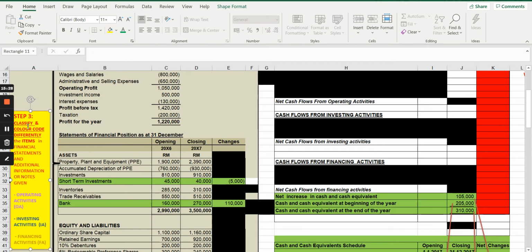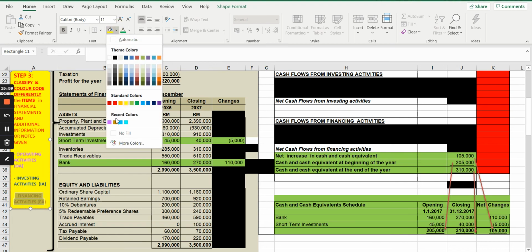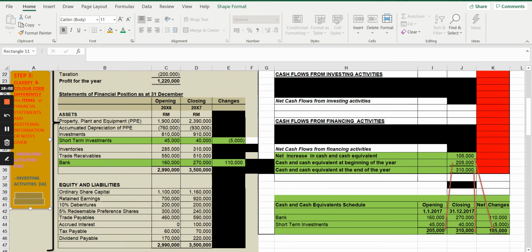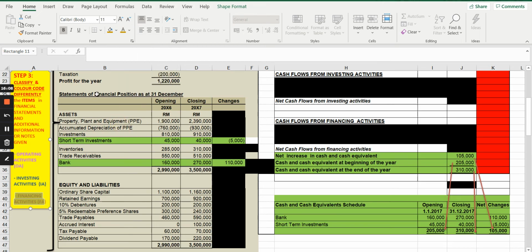Step 3, I suggest you classify and color code differently the items that you have in the financial statement, or maybe in your additional information, or any other information given. Use some color to differentiate. My suggestion today is that if it's related to operating activities, I'm going to use purple. If it's related to investing activities, I'm going to use blue. And if it's related to financing activities, I'm going to use brown.